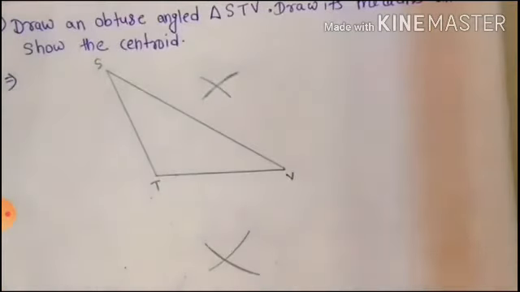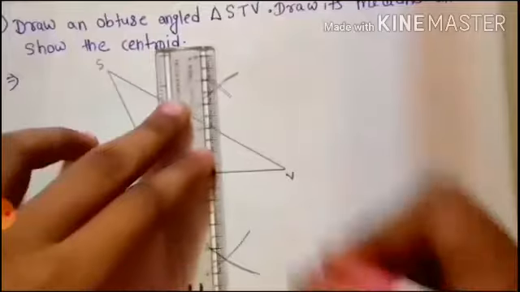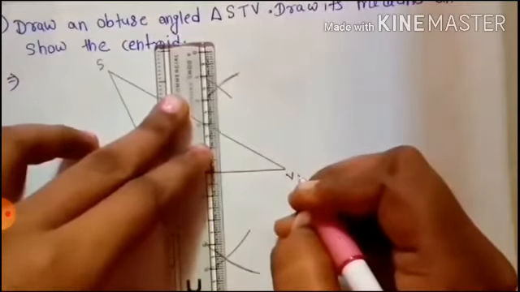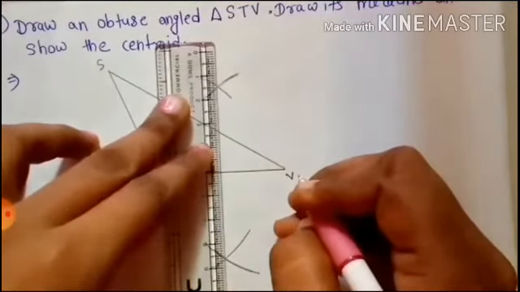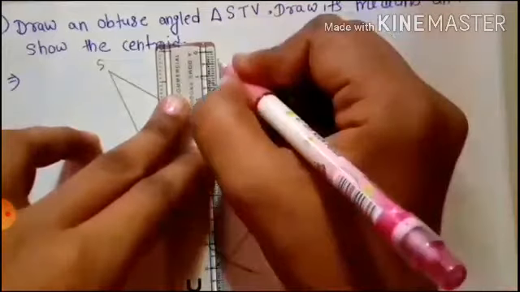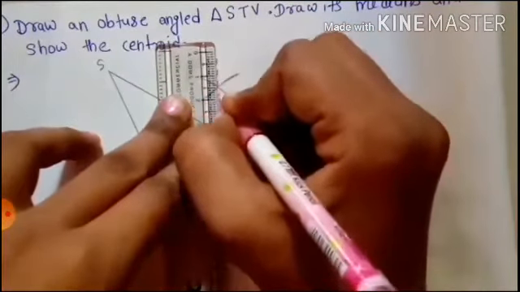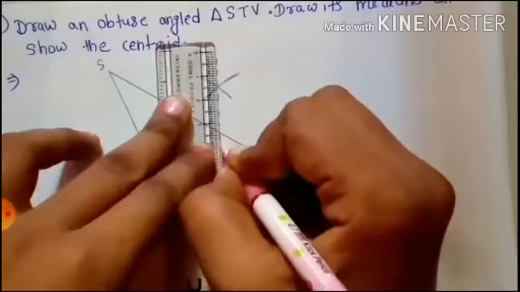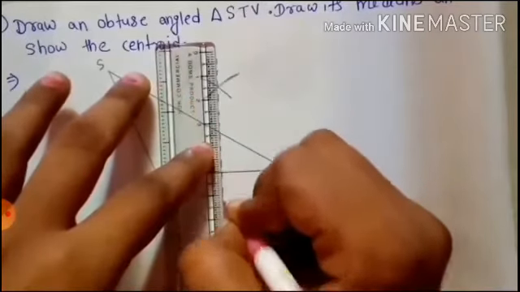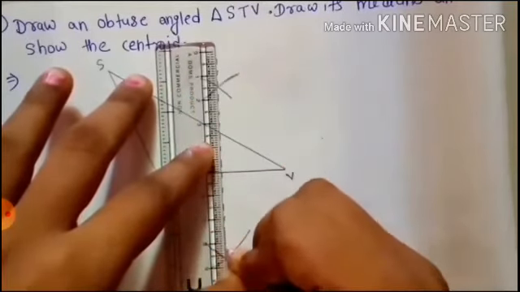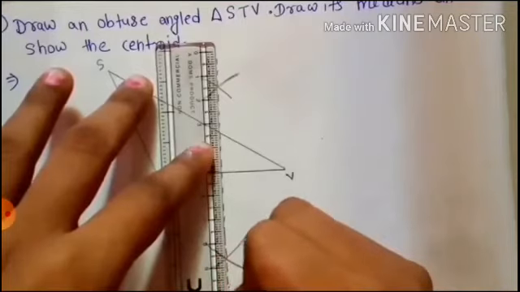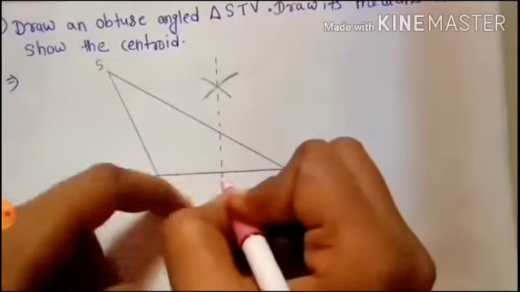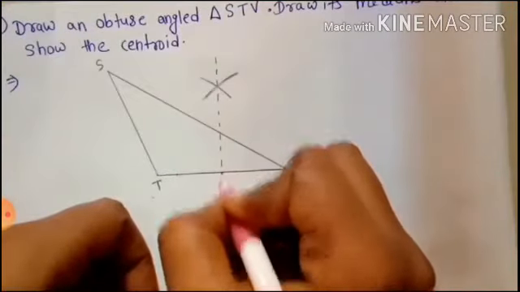Draw one straight line like this. I will draw it with a dotted line because I want to draw the medians. So the bisector I will draw with a dotted line and the medians with a straight line. This is the bisector, perpendicular of TV. I will give the name P.